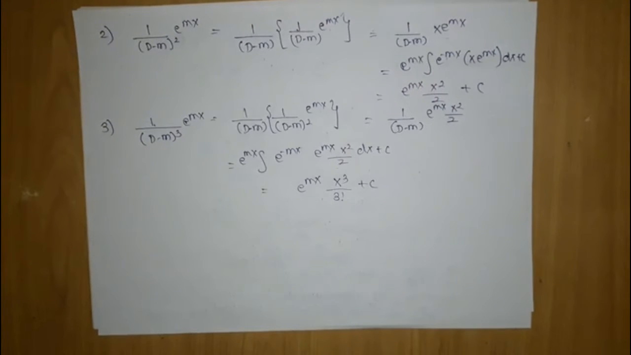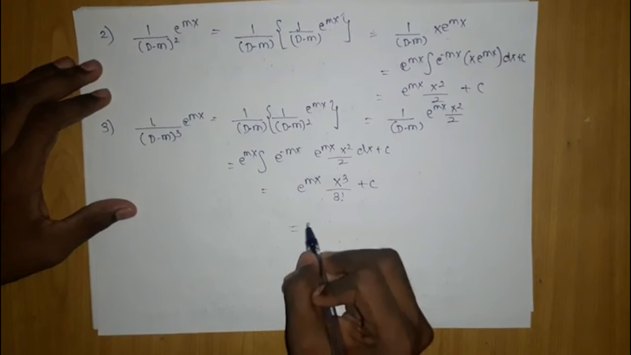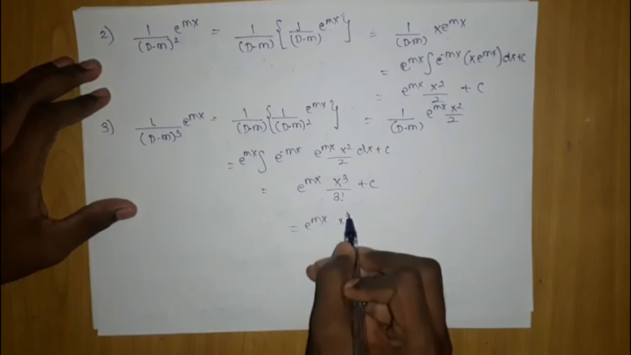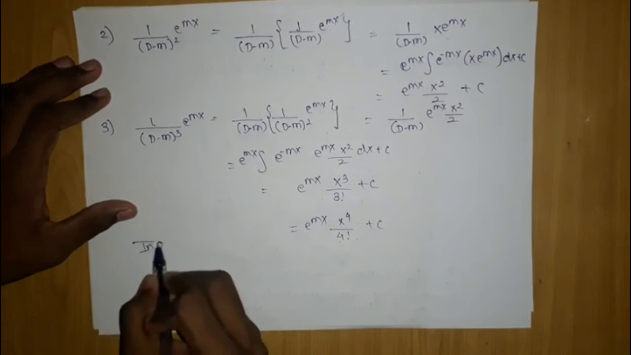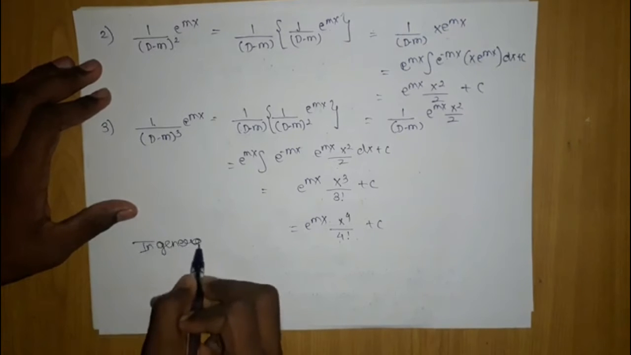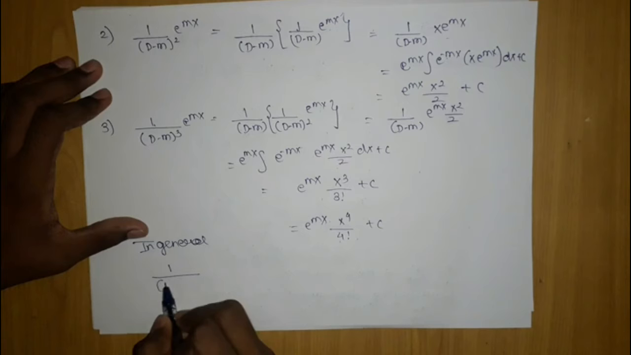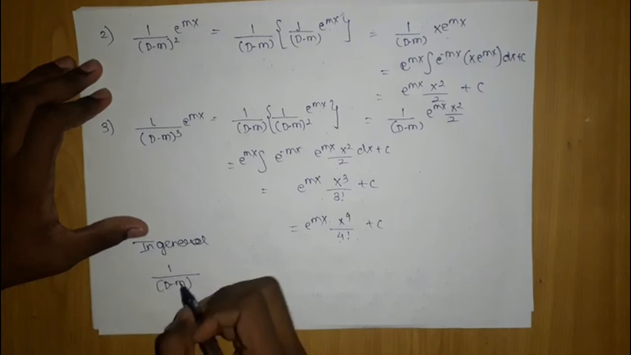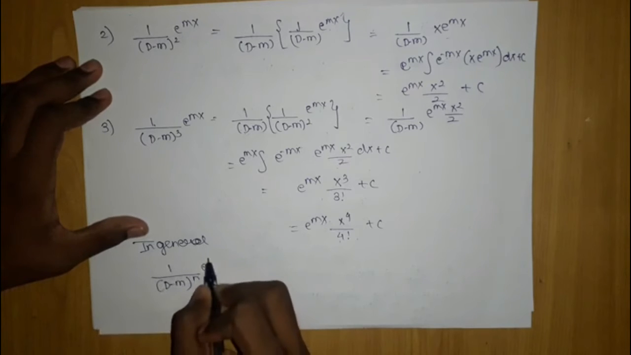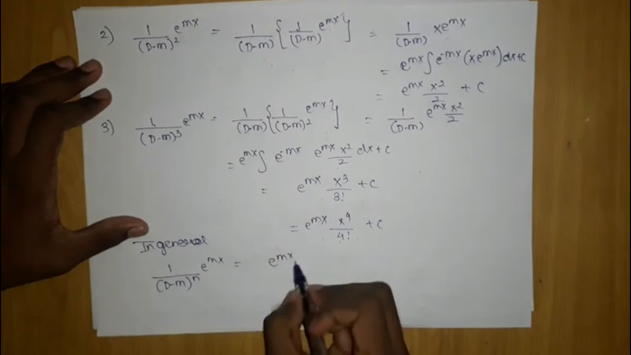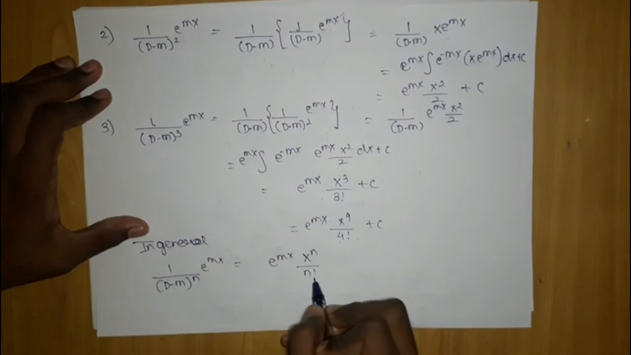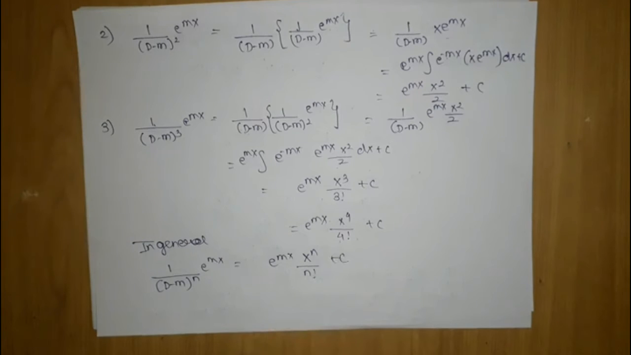Now what we are going to do, if you do for the fourth power, it will be similar, e to the power mx x to the power 4 by 4 factorial plus c. So in general we can write 1 upon (d minus m) to the power n of e to the power mx is nothing but e to the power mx times x power n by n factorial plus c. This is your answer. So we are done with this.